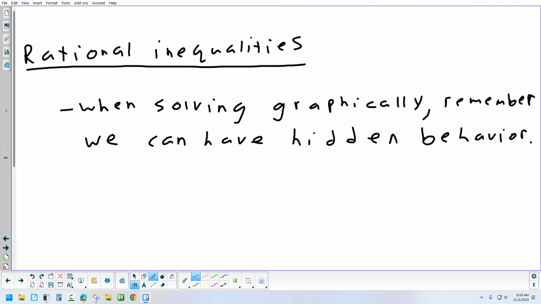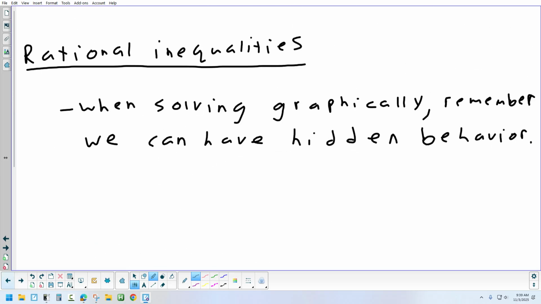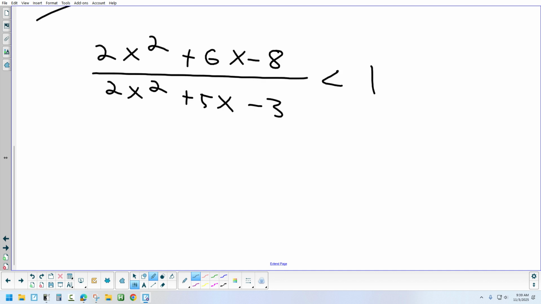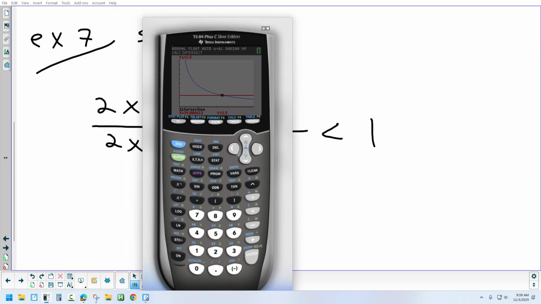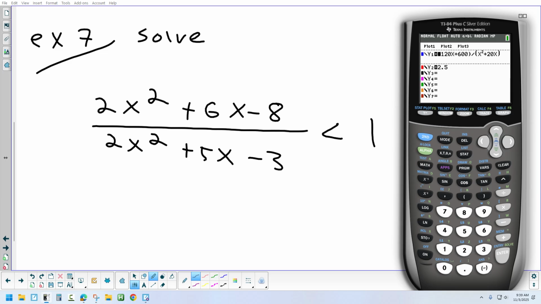Does everybody have that part? Okay. Let's see what we've got left. Let's do this one. When you type it, be careful. There's a lot to type in there. Everything on the left is going to go in Y1. Everything on the right is going to go in Y2. Because the numerator and denominator have multiple terms in them, you're going to have to put parentheses, just like I did in this one.